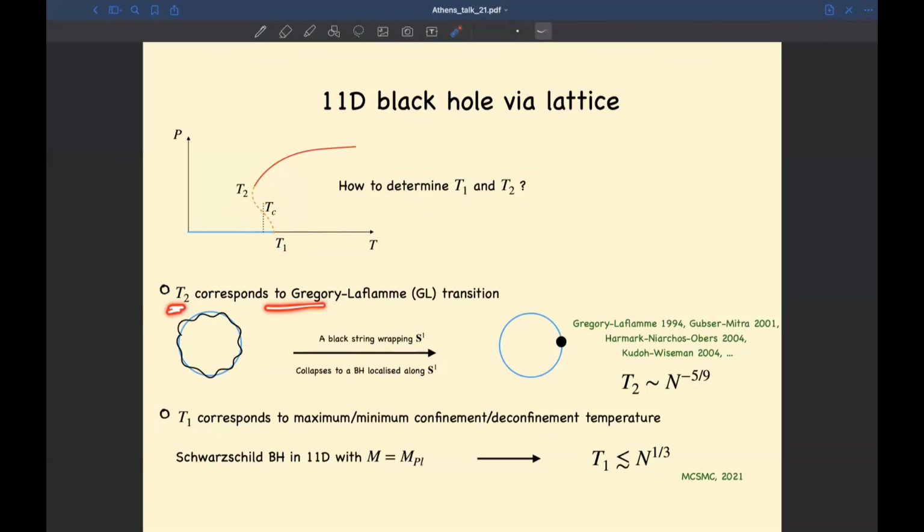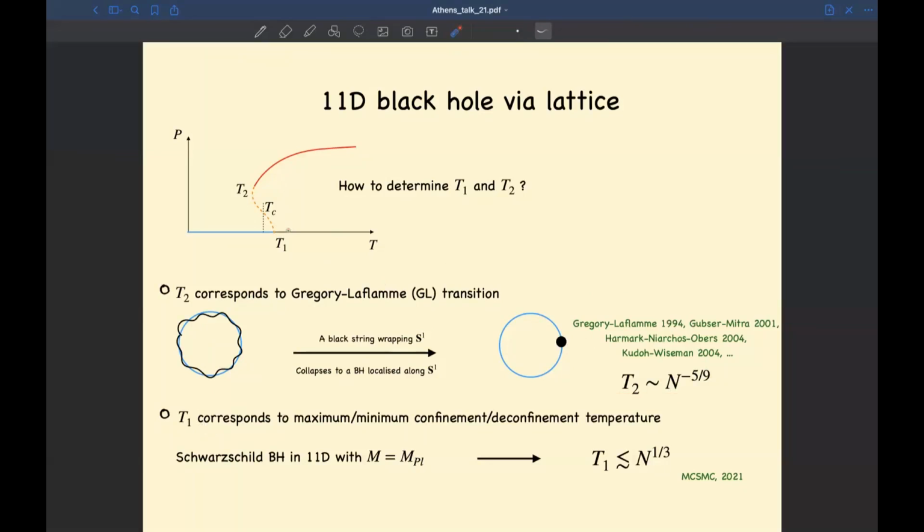T2 corresponds to a Gregory-Laflamme transition. In a sense, Gregory-Laflamme is when a black string wrapping a circle like the one here, after some temperature collapses to a black hole, which is localized on this circle. One can imagine that this is the 11-dimensional circle. The initial work was from Gregory and Laflamme, but later people studied more concrete examples, and the temperature for this particular case, for the D0 model, scales like n to the minus 5/9.